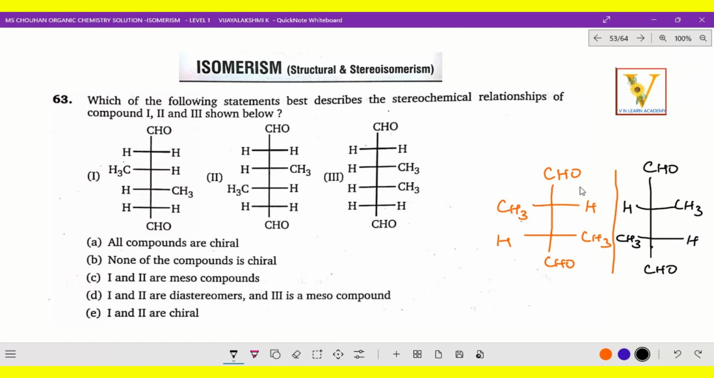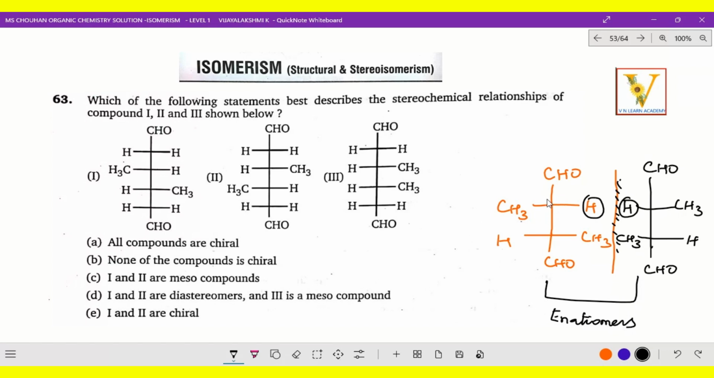What do you observe in this? See, both are actually the same mirror images, right? You can identify it's a mirror image. So mirror images, this is actually enantiomers. This is called what? Enantiomers. Right, enantiomers.